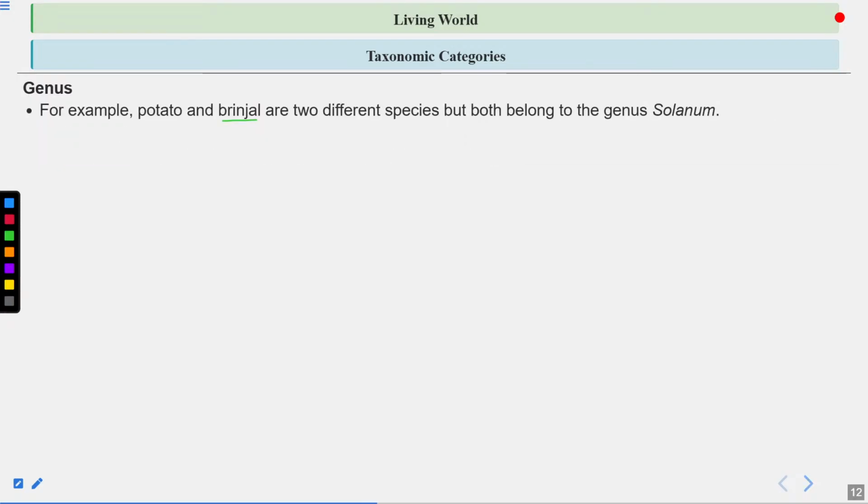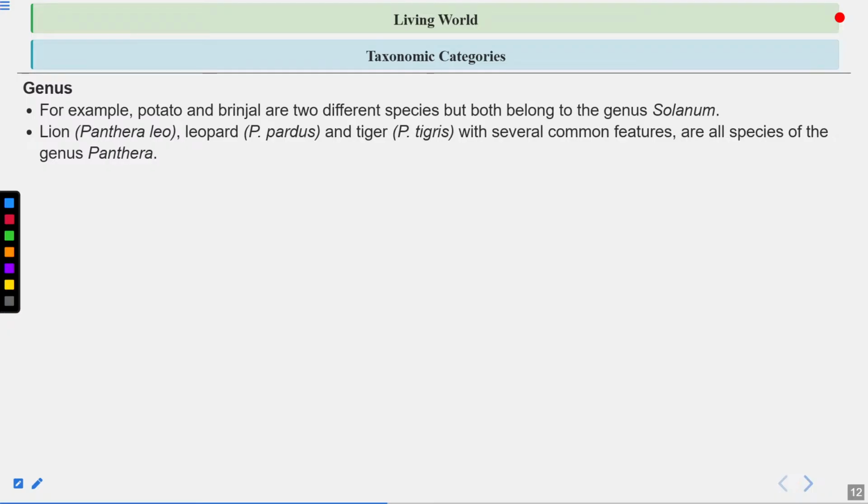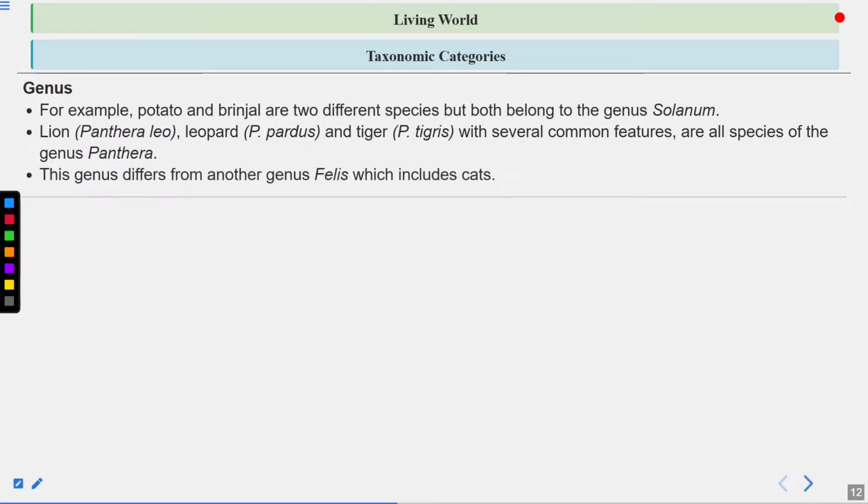For example, potato and brinjal are two different species, but both belong to the genus Solanum. Potato is Solanum tuberosum, brinjal is Solanum melongena. Now, lion is Panthera leo, leopard is Panthera pardus, tiger is Panthera tigris, with several common features. They are all species of the genus Panthera. So one genus can have more than one specific epithet. This genus differs from the other genus Felis, which includes cat. So Felis is another genus. This includes cats.